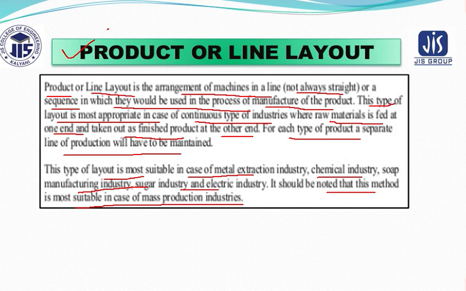So if I have a look at this product layout, which is very commonly known as line layout, it is preferred for which type of industry? The answer is always in the case of metal extraction industry, chemical industry, soap manufacturing industry, sugar industry, and electric industry. So these are the various industries that are always following the product layout or line layout.